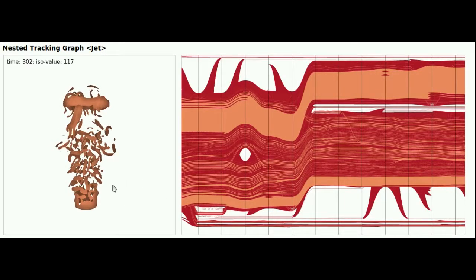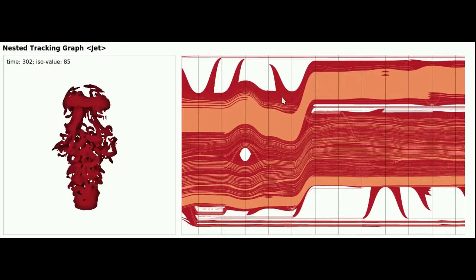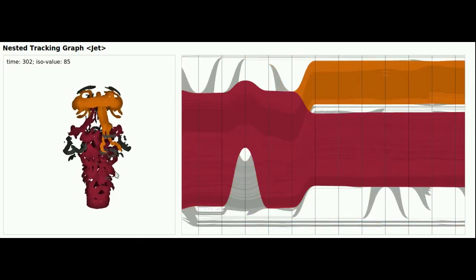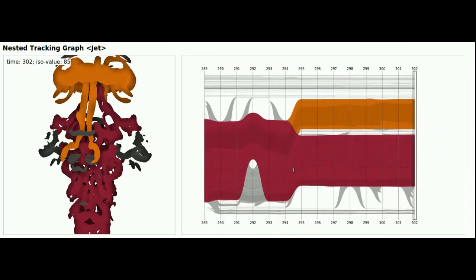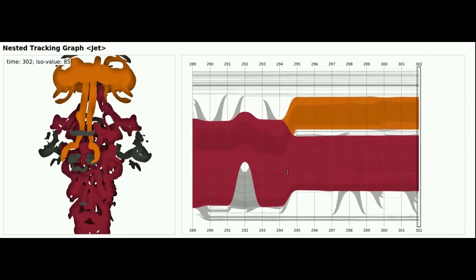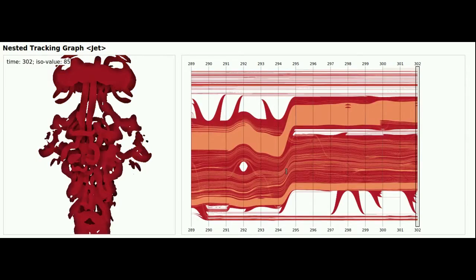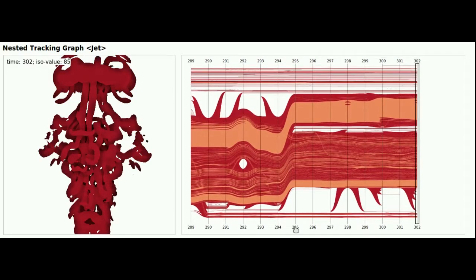However, apparently there is a hierarchy present that groups these thin lines together. As we can see in the 3D rendering, some components belong to the main jet, some to the ring at the top, and others are really isolated. The nested graph shows exactly that and illustrates important changes of this hierarchy over time. For example, that the ring at the top split from the main jet at time step 295.